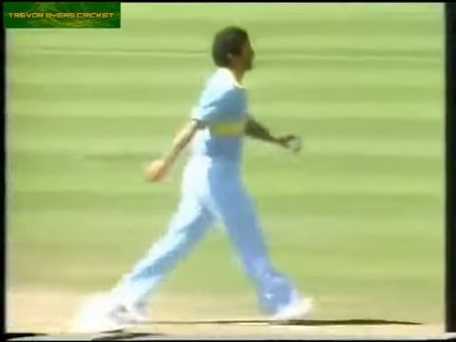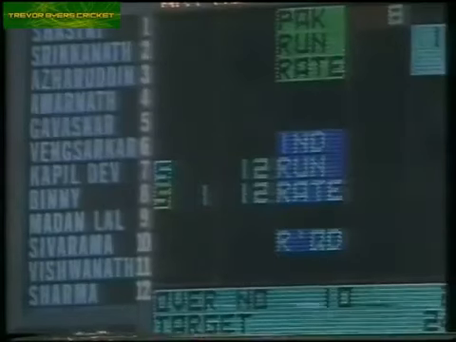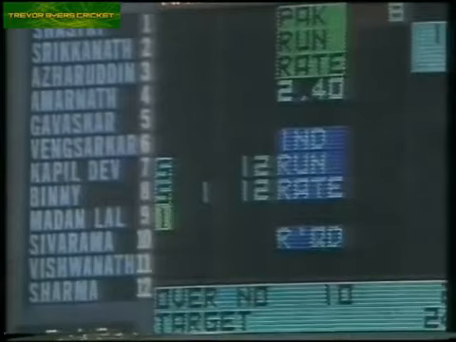It looks as if this is going to be the first change in the attack. Madan Lal is replacing Kapil Dev. Dev's figures: no wicket for 12.